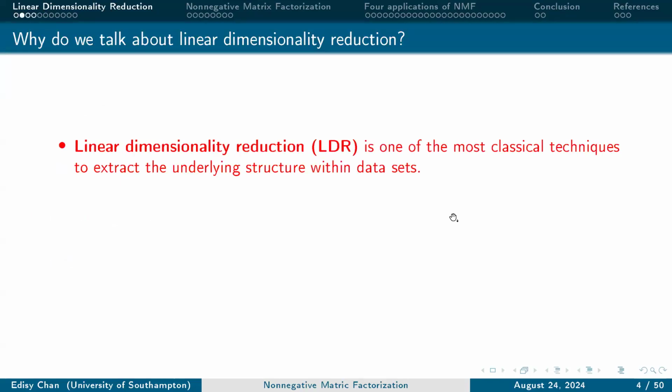The reason is, first, the linear dimensionality reduction, which we also call LDR, is one of the most classical techniques to extract the underlying structure within the data set. Basically, we use this technique to extract very useful information from the data given to us. You should be really familiar with this kind of setup because in deep learning or machine learning, we always deal with many different kinds of data sets.